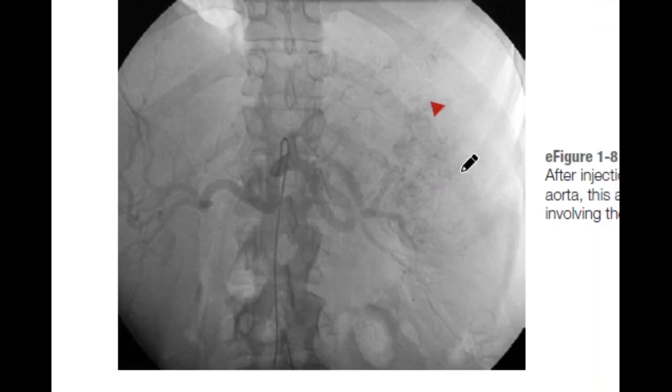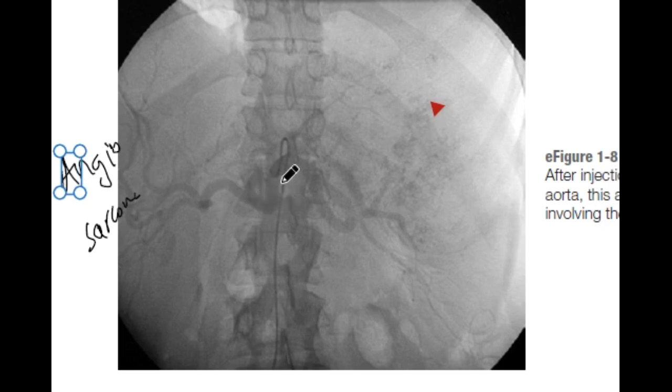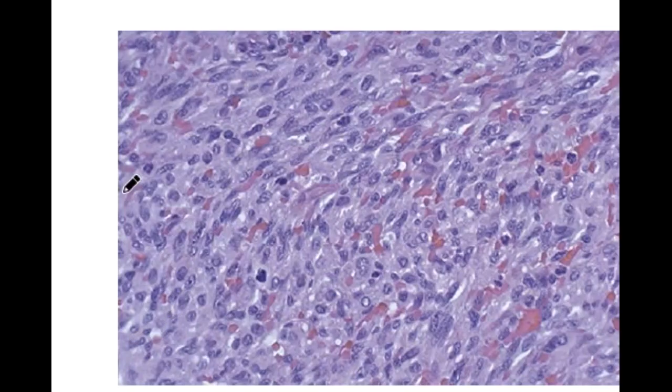This is the angiogram which is also showing angiosarcoma. Okay, here if you see, this is the contrast material into the celiac axis, but here you see that there is a vascularized mass which is involving the spleen. So this is the angiogram showing angiosarcoma.